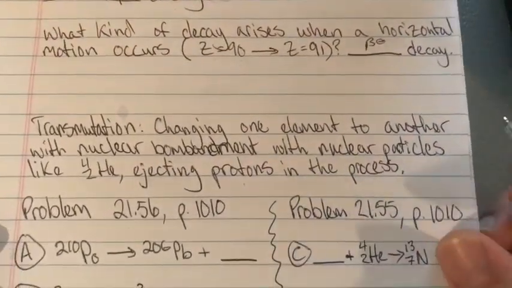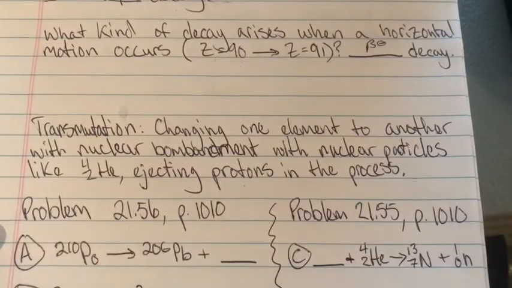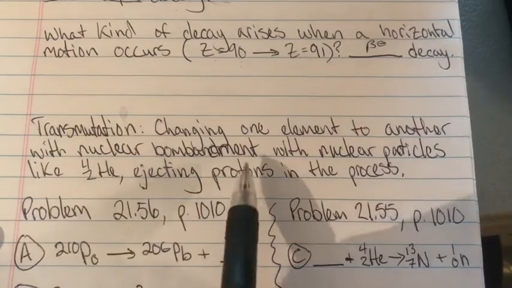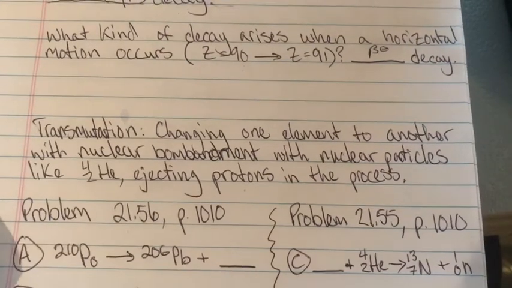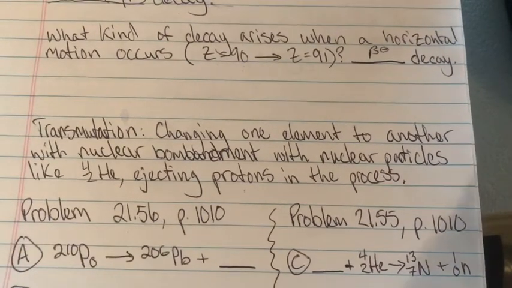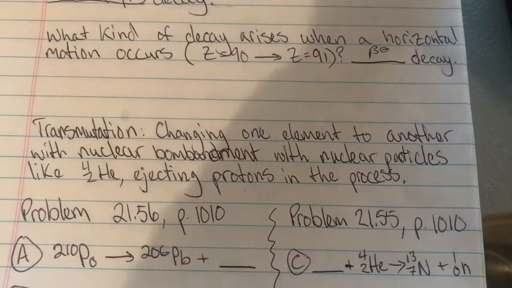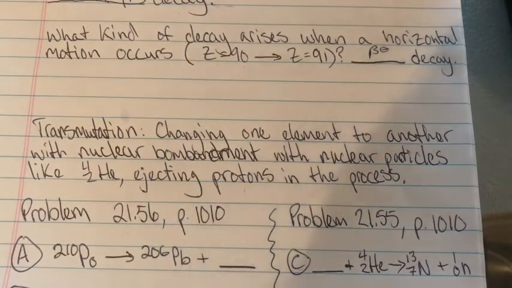Okay, moving on, let's talk about transmutation. So that's changing one element to another. Surprise, surprise. With nuclear bombardment, with nuclear particles like alpha particles ejecting photons in the process. So you can almost think of this like hitting some billiard balls, and some of them kind of sticking close together and others kind of diverging off from that cue ball, smacking into it, right?